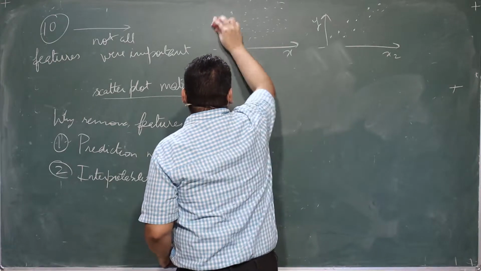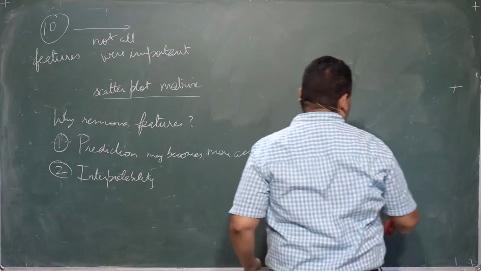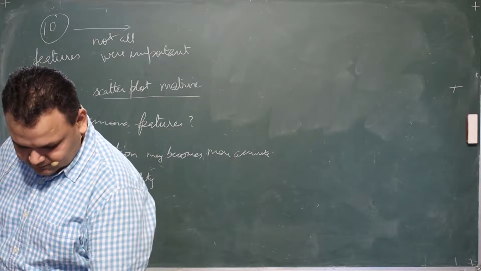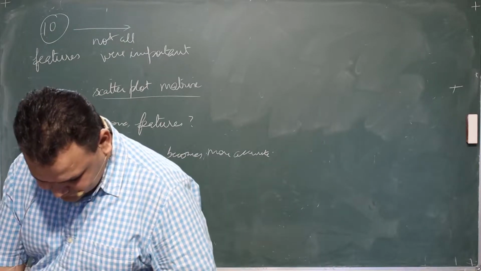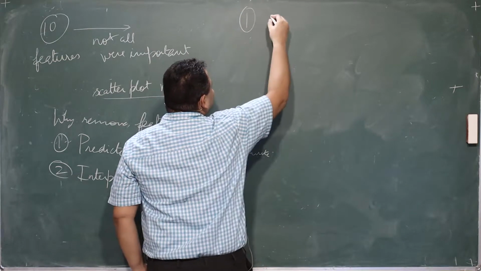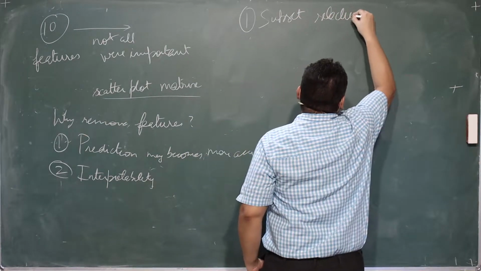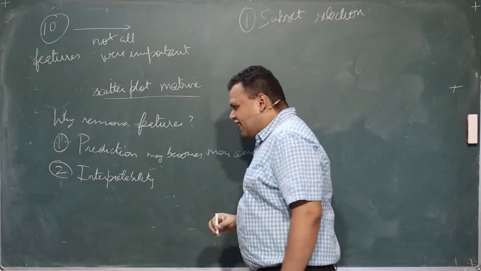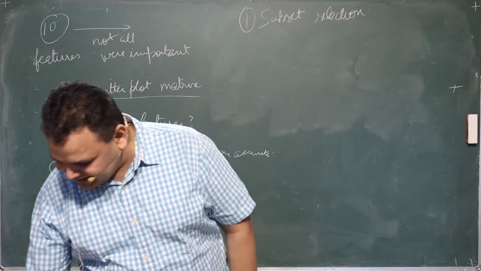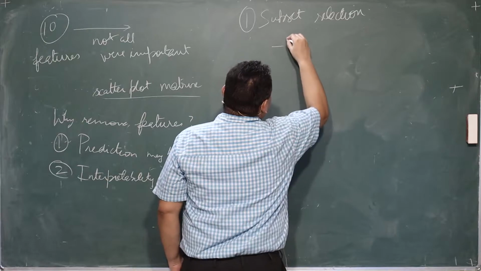A more systematic method for reducing the number of features. One of the first ones is subset selection. Let me tell the name. The first one within subset selection is the best subset selection.